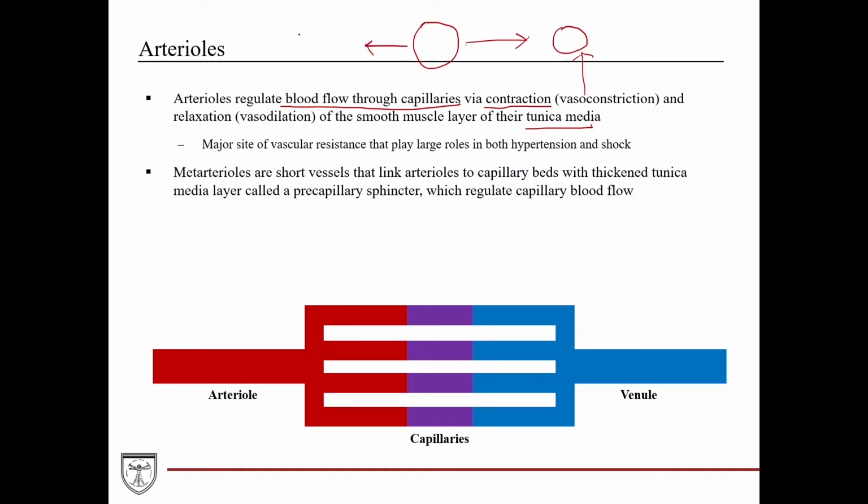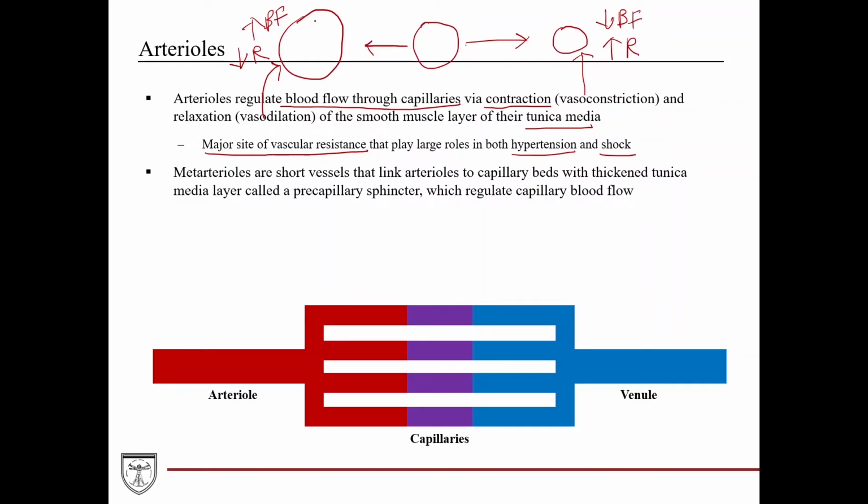And then you have vasodilation, which is relaxation of that tunica media, that smooth muscle layer. And that allows an increase in blood flow. So increase blood flow, decrease resistance; decrease blood flow by increasing resistance. And what's important to know is this is actually the major site of vascular resistance, and they play a large role in both hypertension, which is high elevated blood pressure, and shock, which is, in the simplest form, decreased perfusion to your organs.